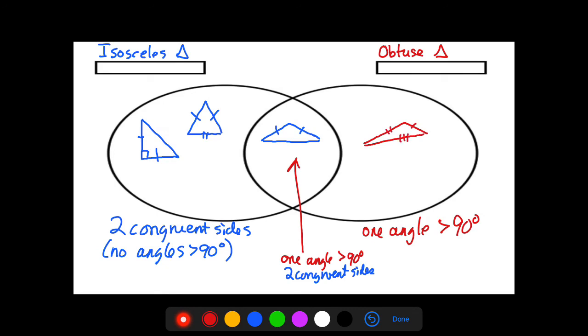So we can have an isosceles triangle that is right or acute. This side is isosceles, not obtuse. The overlapping region has obtuse and isosceles. And then on the right, we have obtuse, not isosceles. So it's got to be scalene because we know we can't have equilateral.